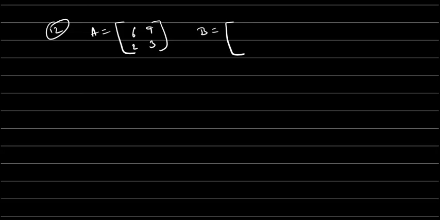Example number 12. A is equal to [6 9; 2 3] and B is equal to [2 6 0; 7 9 8]. The one thing I said is, when you get your matrices, A is a 2 into 2 matrix and B is a 2 into 3 matrix. Since these two match, the order of AB will become 2 into 3. Okay, you already got your answer.